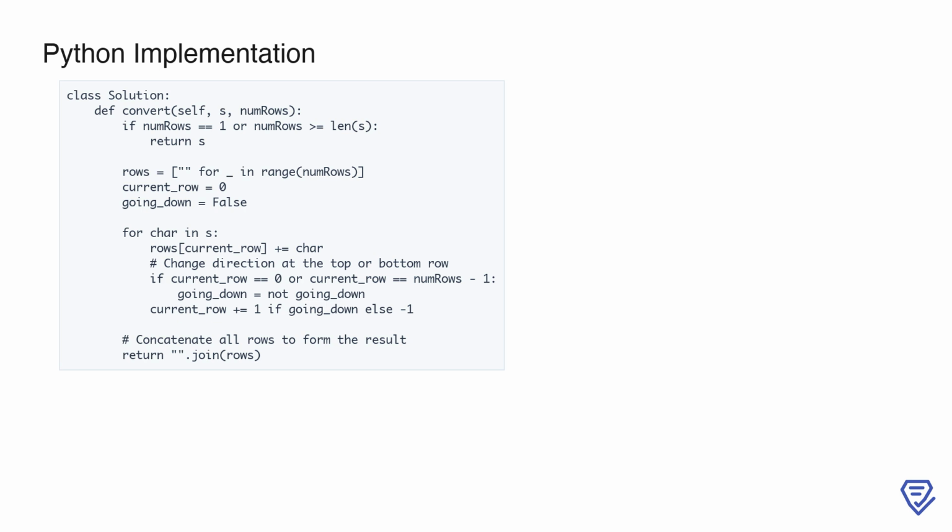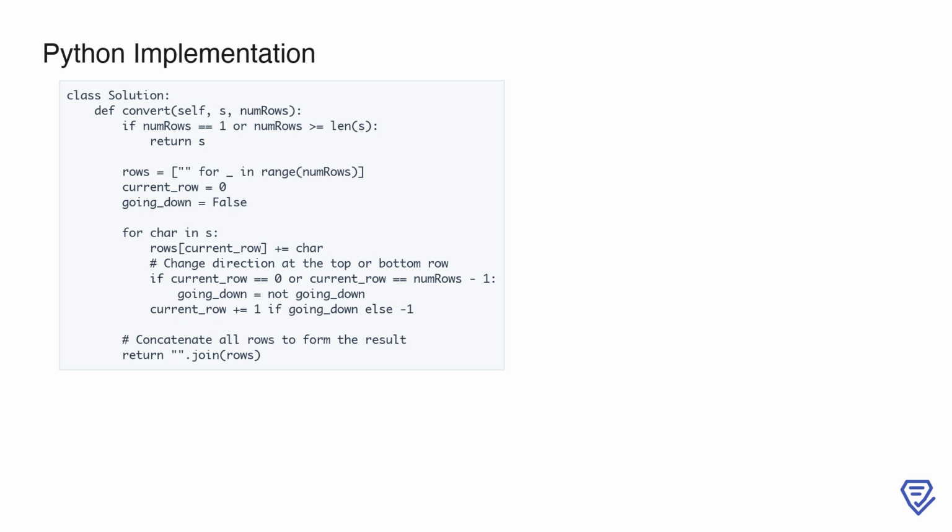The variables current_row and going_down are used to track the current position in the zigzag pattern. current_row keeps track of which row is currently being filled, while going_down determines whether the movement is downward, toward the bottom row, or upward, toward the top row.